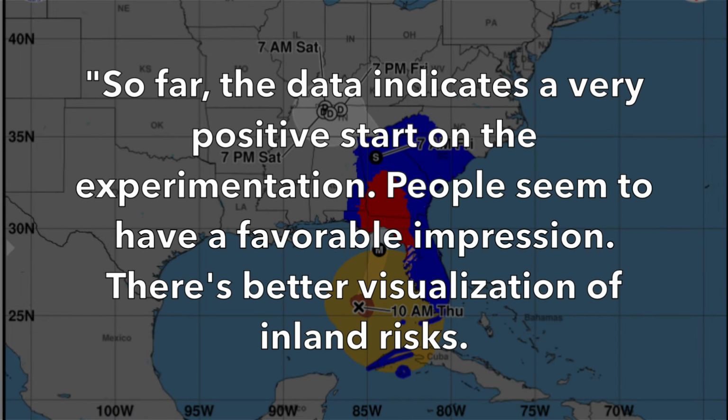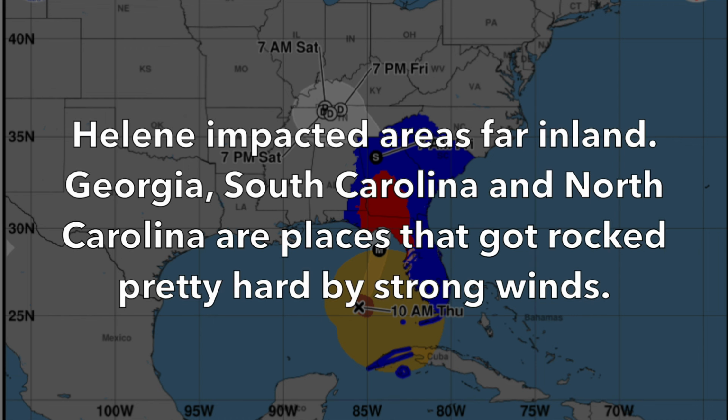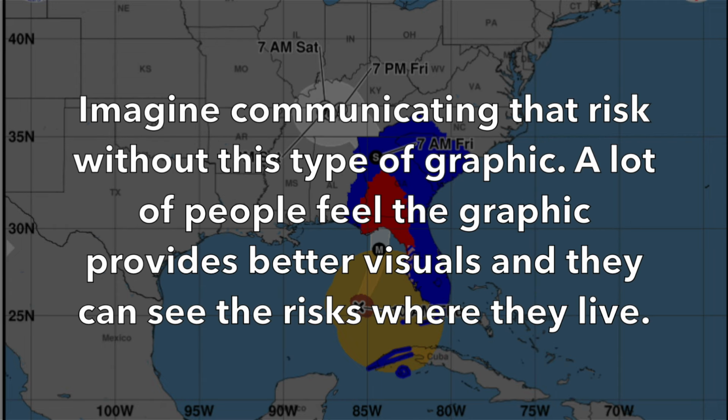We're going to take a look at some of the comments from the National Hurricane Center's Deputy Director, Jamie Rome, and let's see what he had to say about some of their initial feedback. So far, the data indicates a very positive start on the experimentation. People seem to have a favorable impression. There's better visualization of inland risks. Helene impacted areas far inland. Georgia, South Carolina, and North Carolina are places that got rocked pretty hard by strong winds. Imagine communicating that risk without this type of graphic.